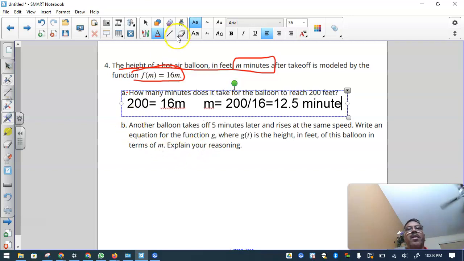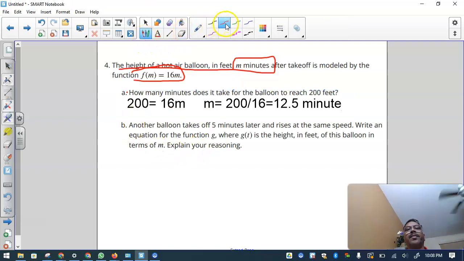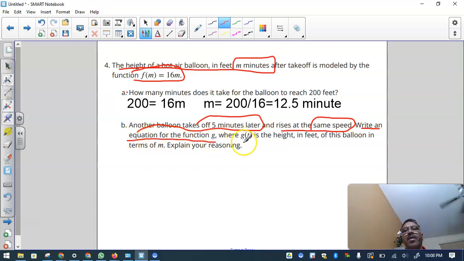Then the second question is, another balloon is taking off 5 minutes later and rises at the same speed. Now, this is the most important part: it goes at the same speed. I did a similar problem in class. So you're supposed to write an equation of g, where g(t) is the height in feet of this balloon in terms of time.